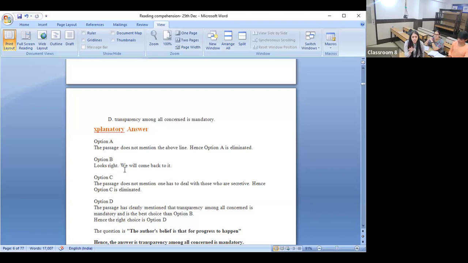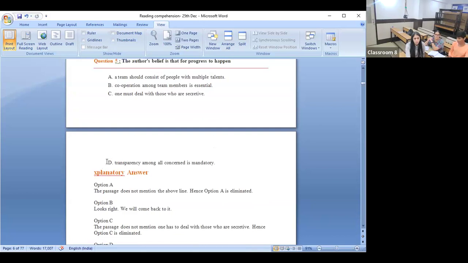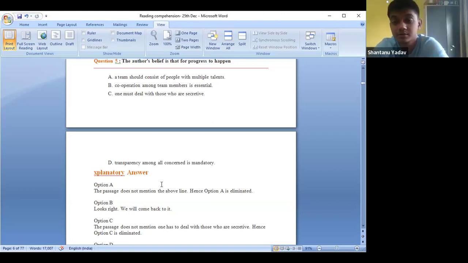Now let's go with B and D. B is cooperation among team members is essential, and D is transparency among all concerned is mandatory. Now find out what is most available over here. B is inferred and D is mentioned. So she said it just now. B is your thought, you interpreted it. D is mentioned. Yes, ma'am, got it. Make sense?